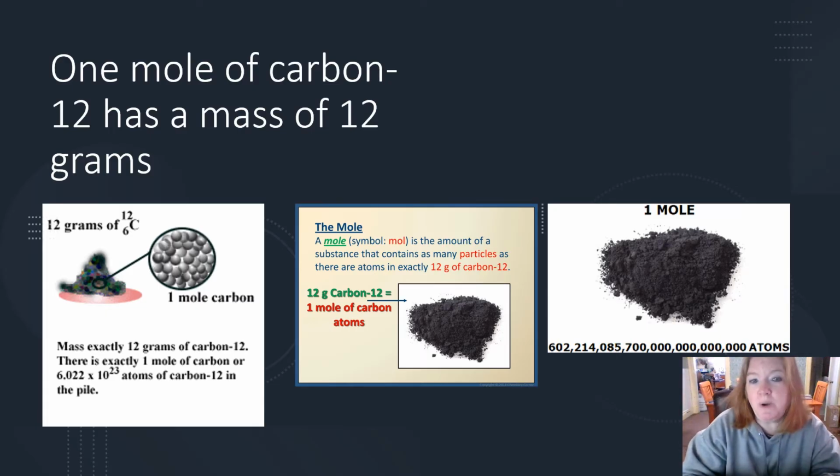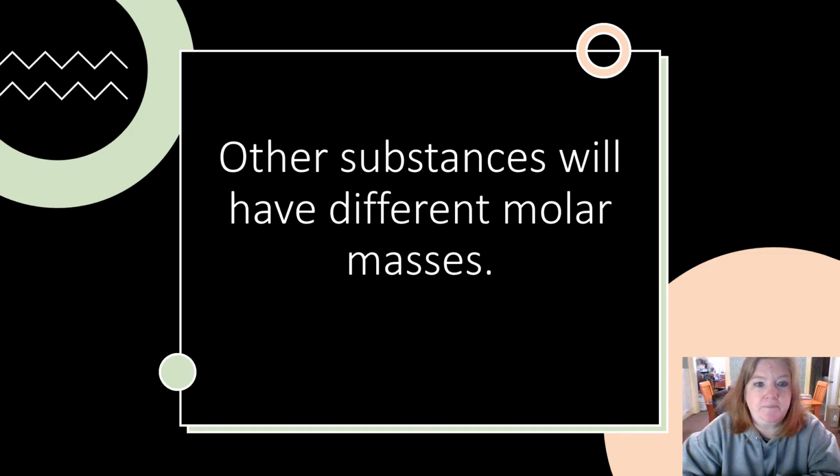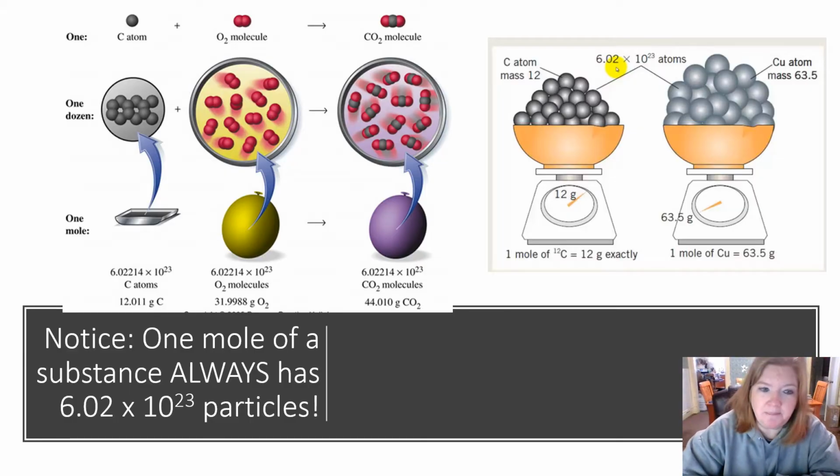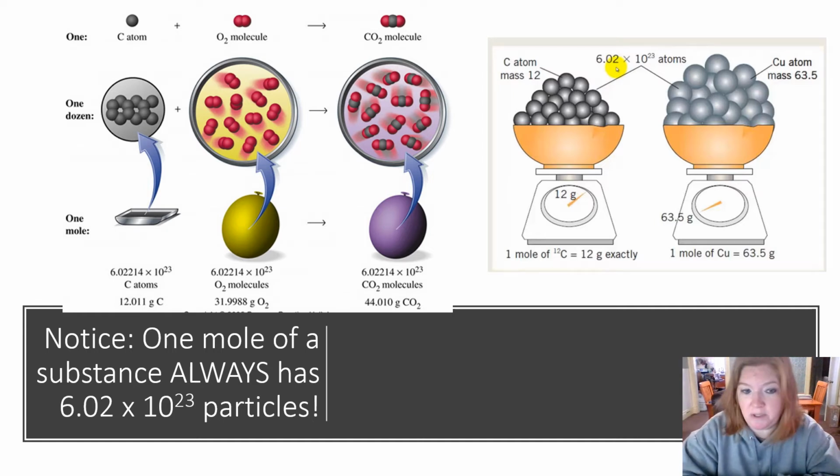So 1 mole of carbon-12 has a mass of 12 grams and 6.02 times 10 to the 23rd particles. So that's where it's all connected. That's where it all comes from. So other substances will have different molar masses because they're not carbon-12, okay? So for example, oxygen as a diatomic molecule will have a mass of about 32 grams. Carbon dioxide will have a mass of about 44 grams. A mole of copper, just as single atoms, not bonded, will have a mass of around 63.5 grams.